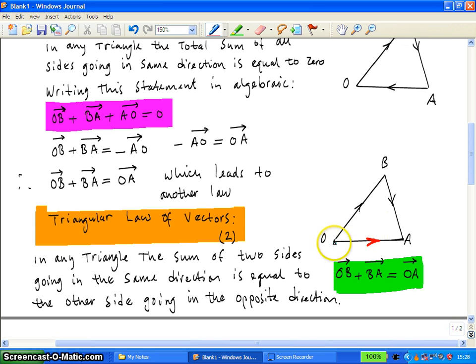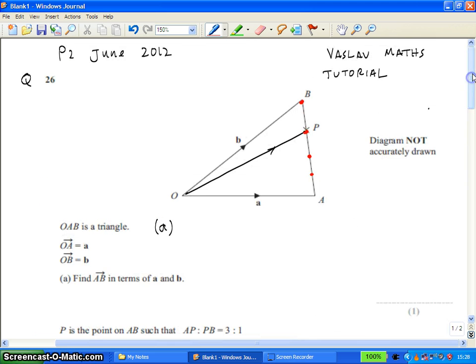As you can see in this diagram, OB and BA are going in the same direction, clockwise around the triangle, whereas the other vector OA is going anti-clockwise around the triangle. So OB plus BA is equal to OA. Okay, I think now we can go and have a look at the question.